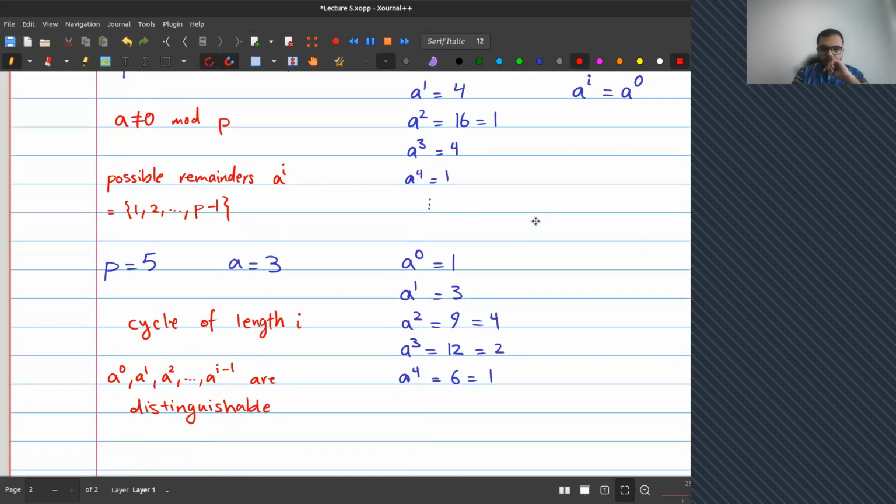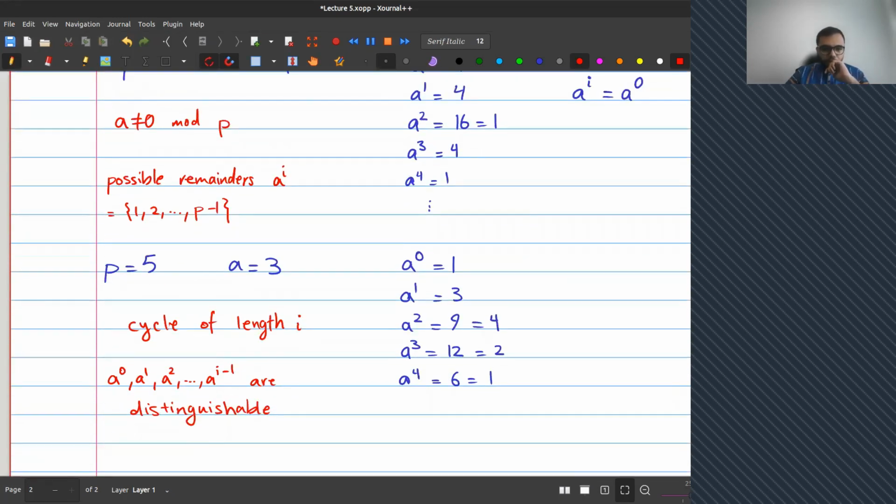So what we know here is that if I have a cycle of length l, then this l is actually going to be a divisor of p minus 1. And again, this is based on Fermat's little theorem.